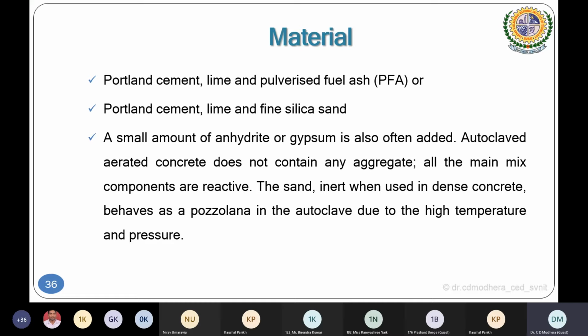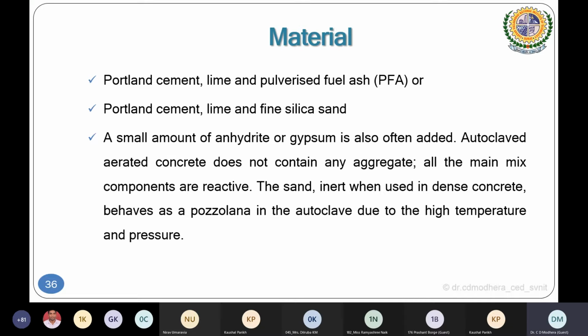Here, what materials are required basically? Portland cement, lime is required, and then pulverized fuel ash, PFA, or fly ash, meaning processed fly ash. Portland cement, lime, then fine silica sand is also required. A small amount of anhydrite or gypsum is also often added. Autoclaved aerated concrete does not contain any aggregate. All the main mix components are reactive.